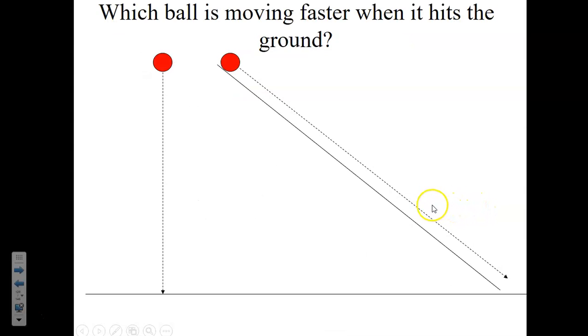So let's look at a question here. There's two red marbles. One I simply drop, and the other one slides down a frictionless incline. And the question is not which hits the ground first, but which is moving faster when they reach the ground. Okay, and I'm not asking when they come to a stop. This one is just before it reaches the ground. It hasn't come to a stop yet.